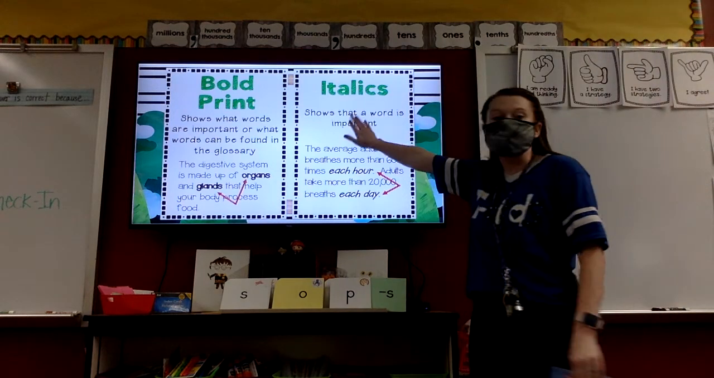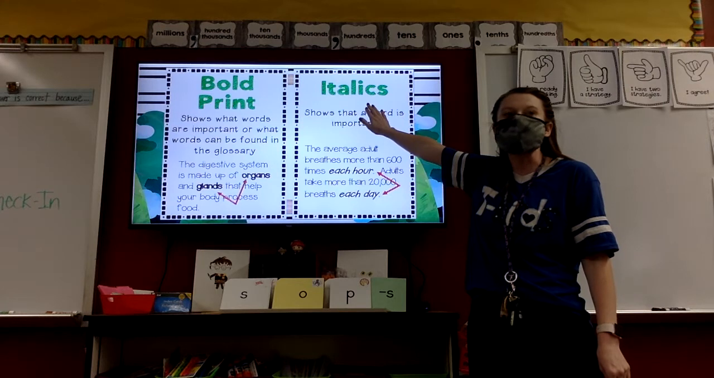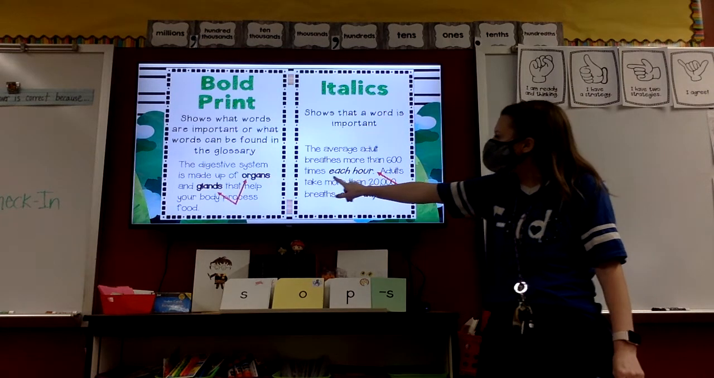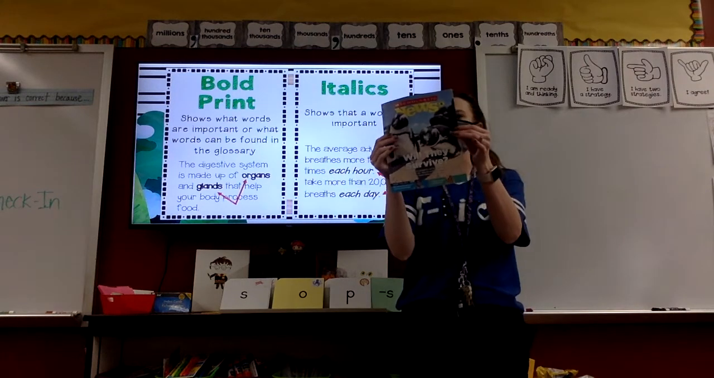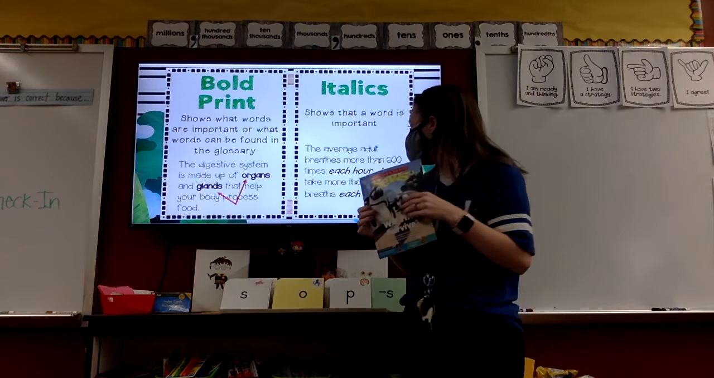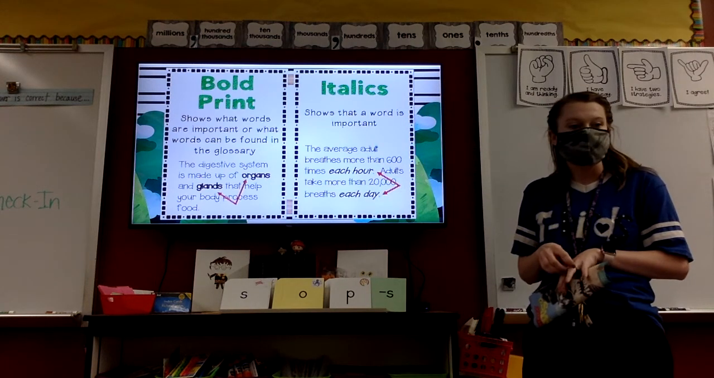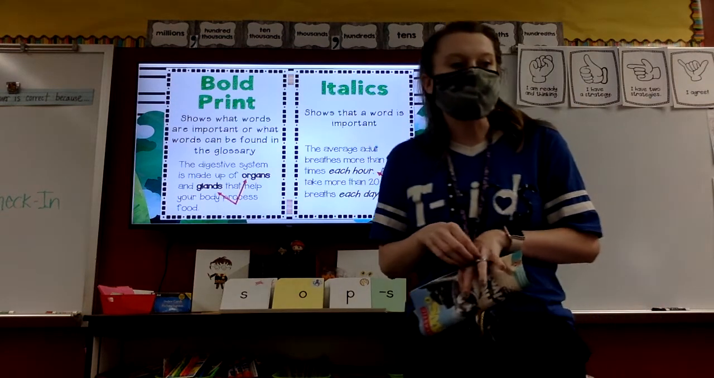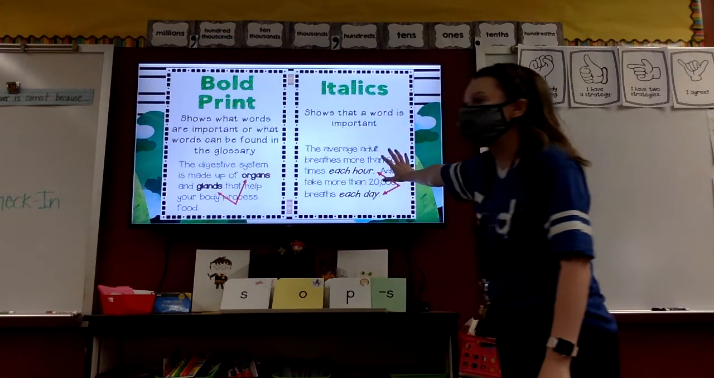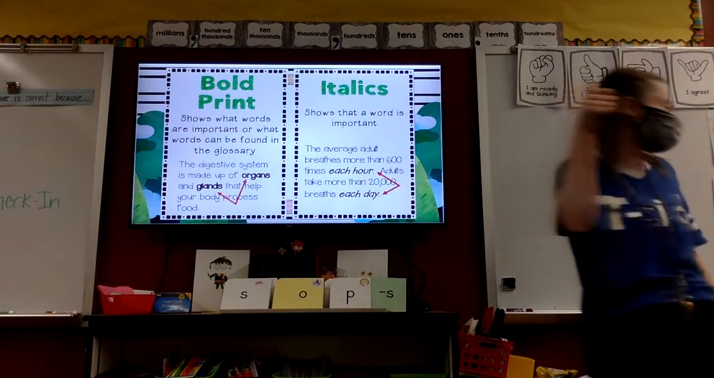This word right here is italics. Say that word to me. Try it again, italics. Okay, they are the same size, but all of their font kind of leans. All of the font leans, okay? And what they do is they just show me that the word is important, okay? So in your third box, you should have bold print. In your fourth box, you should have italics. Thumbs up when you're ready to do the last two. Y'all have been rock stars, thank you.